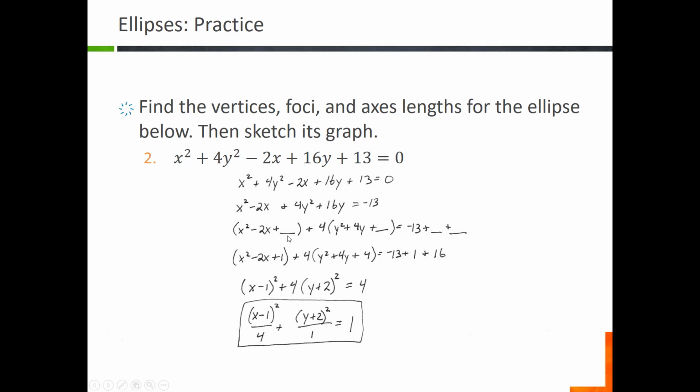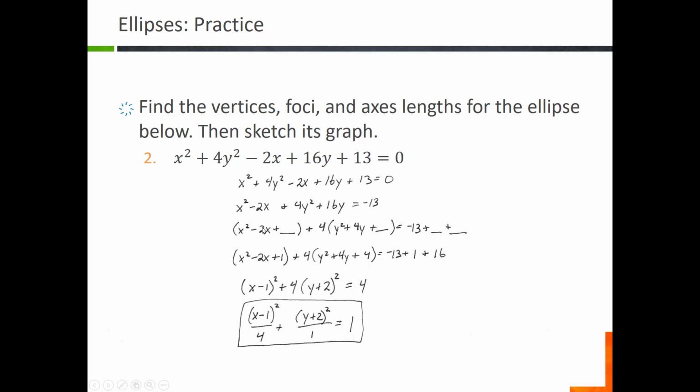So we now need to figure out what number we are going to add for the x, what number we are going to add for the y, and then what we are going to add to both sides. And now notice here, because this is 4y squared, I have to factor the 4 out front first. So you have to factor it out of the y squared and the y term. So 4y squared plus 16y becomes 4 times (y squared plus 4y).